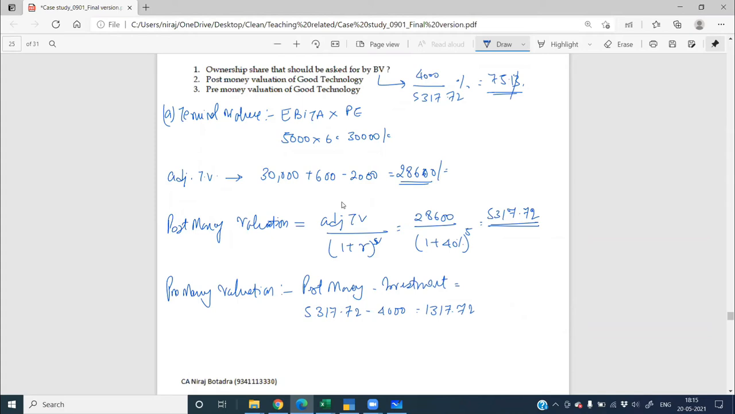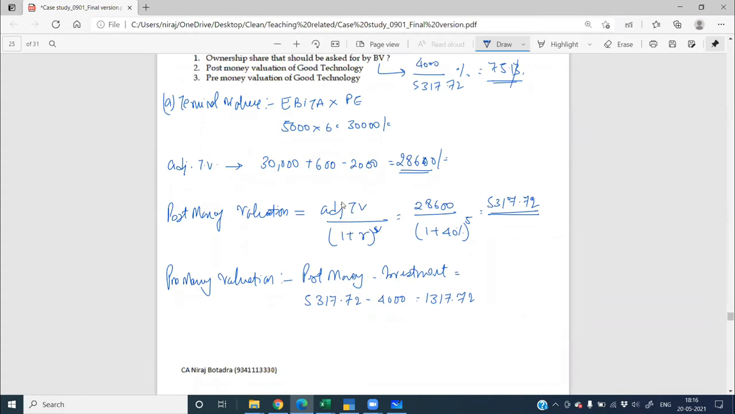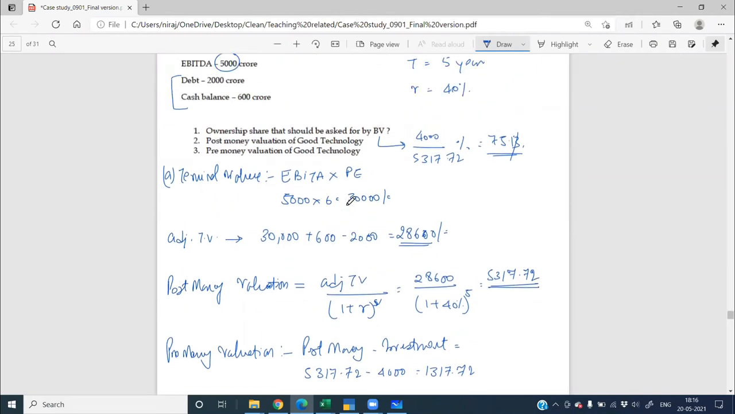Okay. And one more question could be there, Neeraj, that like you have calculated the ownership share of the initial entrepreneur. Other question could be that what would be the percentage offered to the investor?